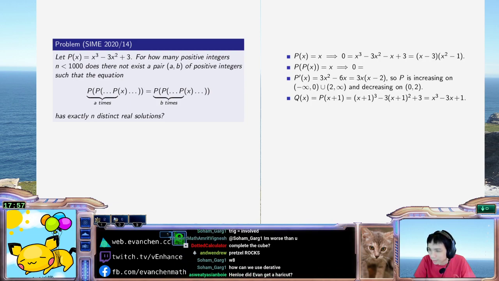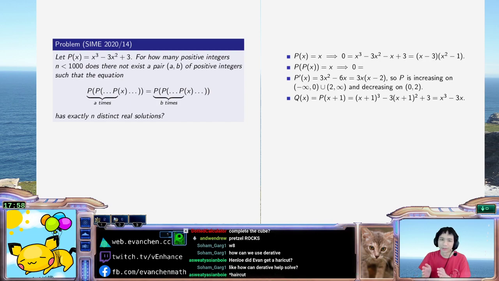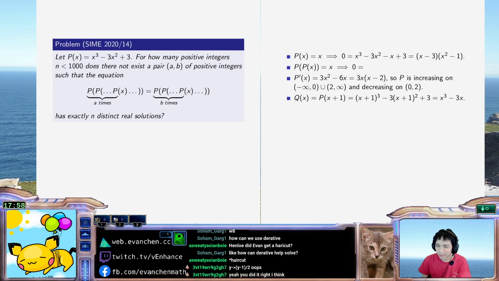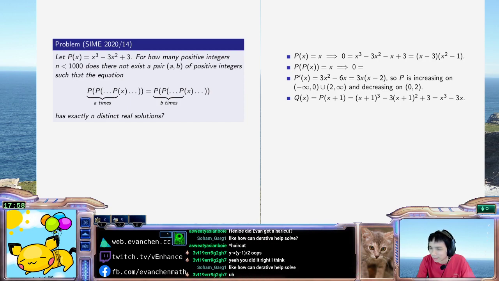Wait, did I mess up the expanding? I think I shifted it the wrong way. Hang on. The roots are minus 1, 1, 3, and I want to move them to minus 2, 0, 2. Did I do that right? Shoot. Oh no, the problem is I just forgot the x term. That's why. I'm like, why isn't this working?